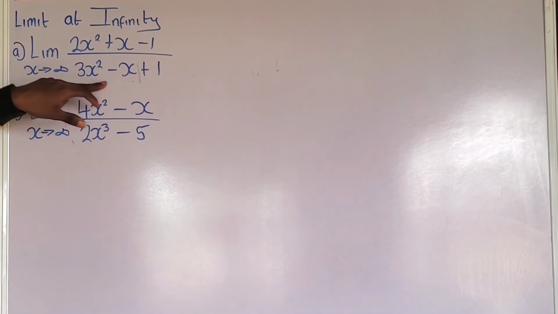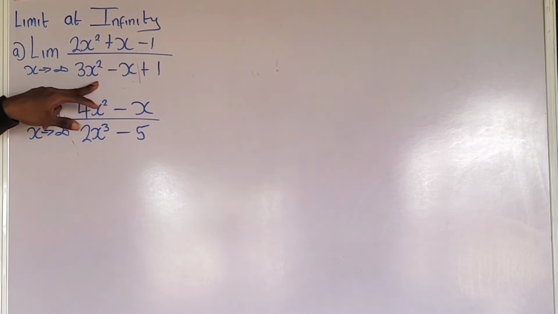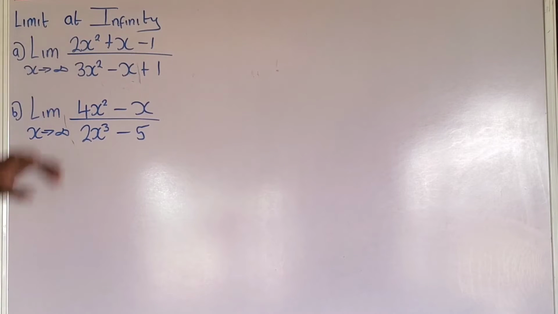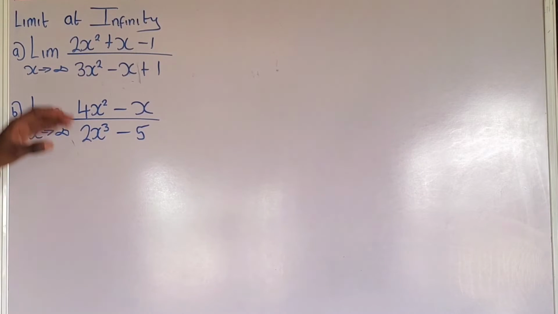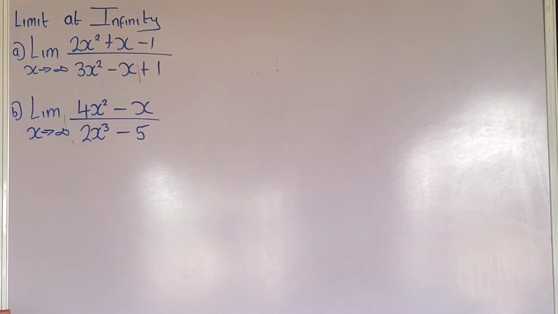You can see now the highest power of x at the denominator is what? It is x squared. So the first step is that I'm going to divide both the numerator and the denominator of this function by x squared. Now if I had x cubed, I would divide both the numerator and the denominator by x cubed. Because the highest power of x at the denominator is x squared, I'm going to divide both by x squared.